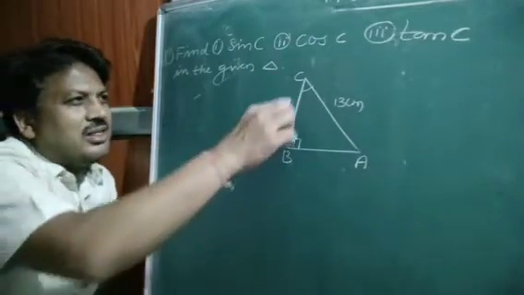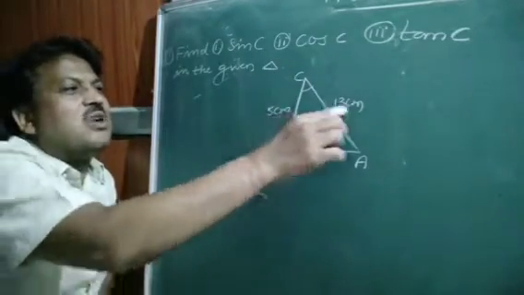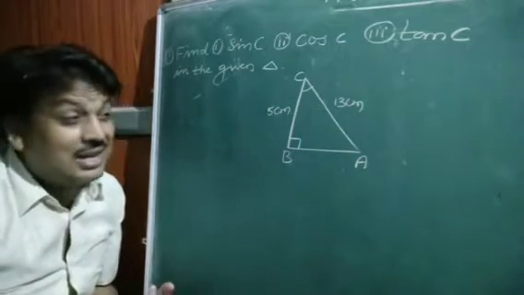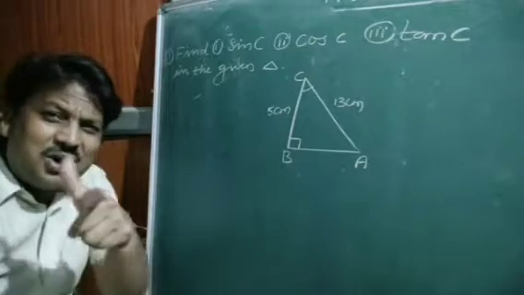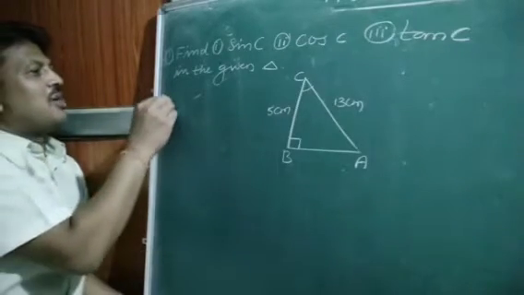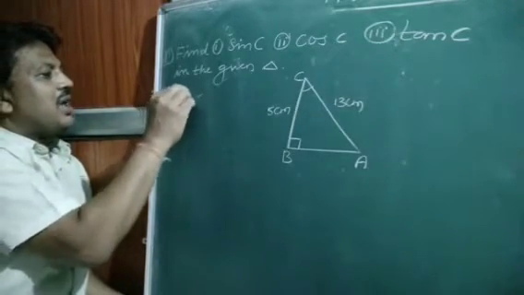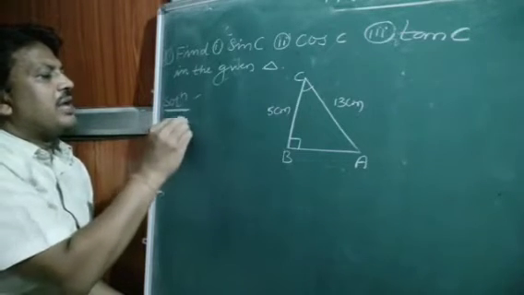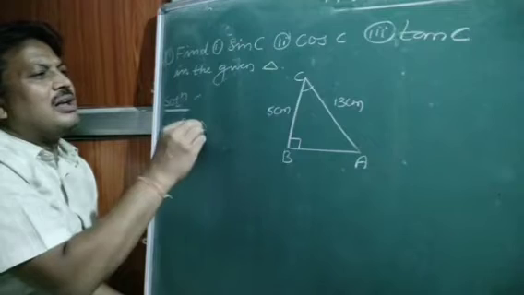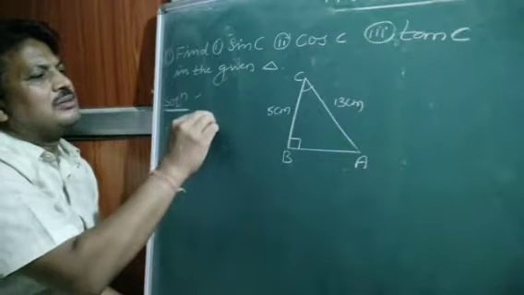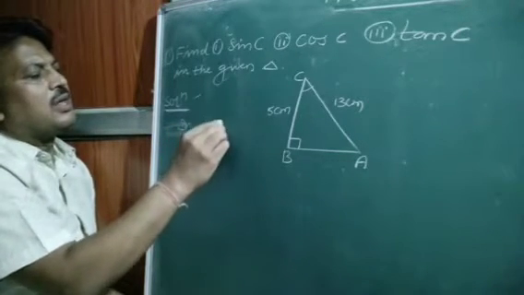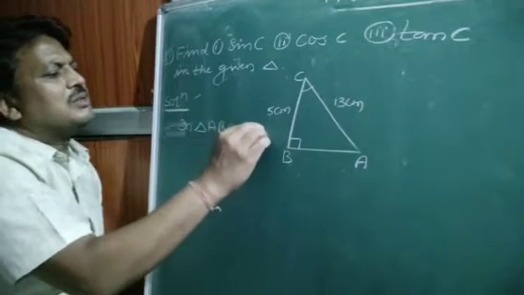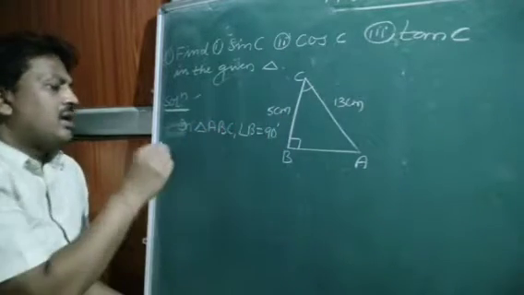But here in the given right angle triangle, the values of only two sides are given. So the third one we can find out. Since it is a right angle triangle, we can use Pythagoras. So see children, in triangle ABC, angle B is equal to 90 degree.